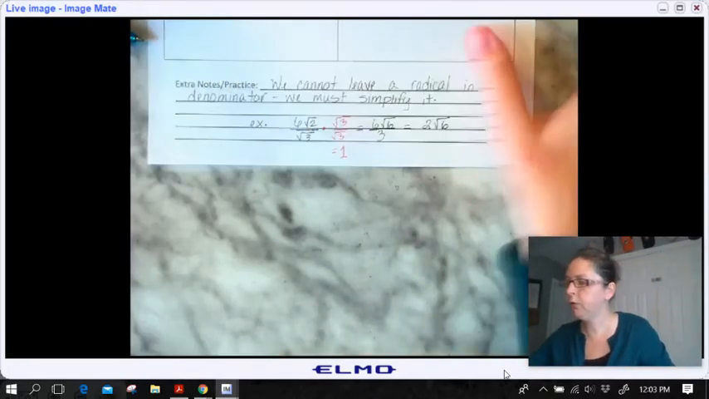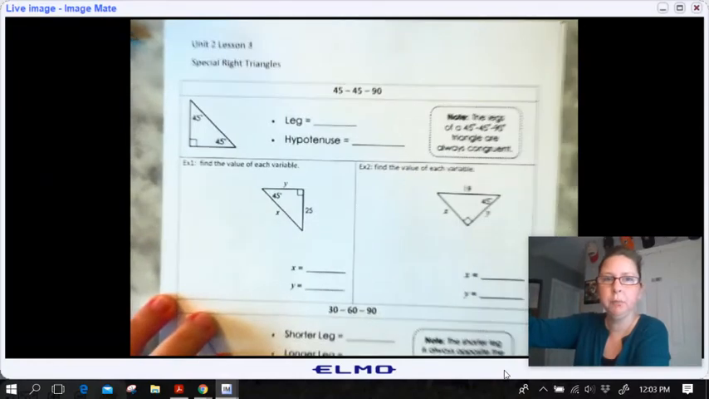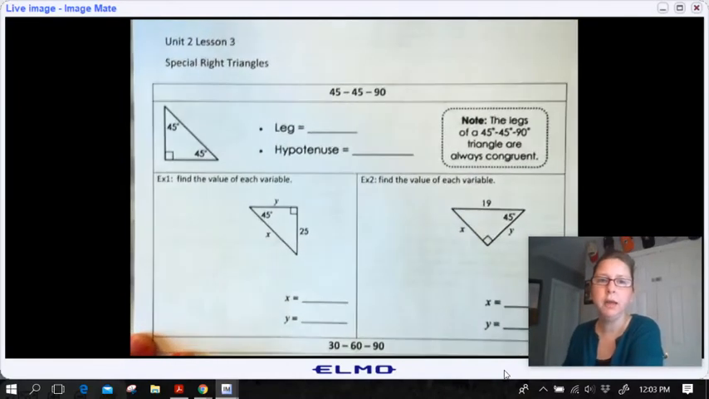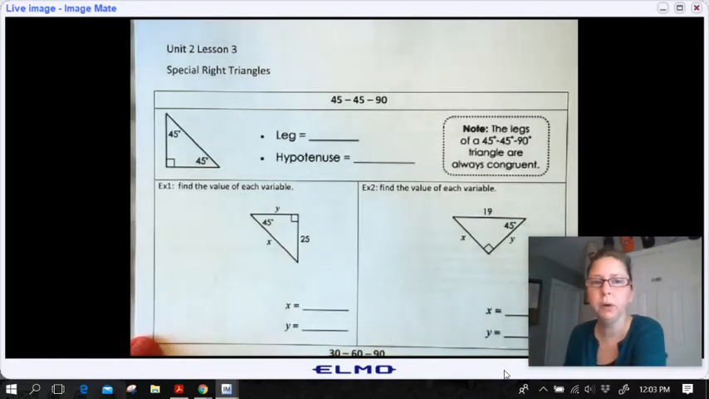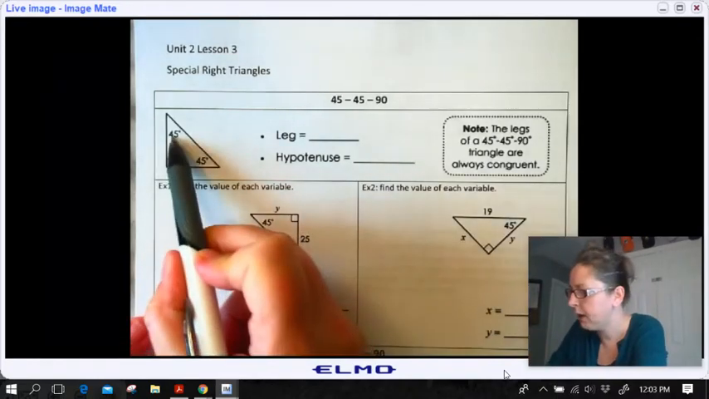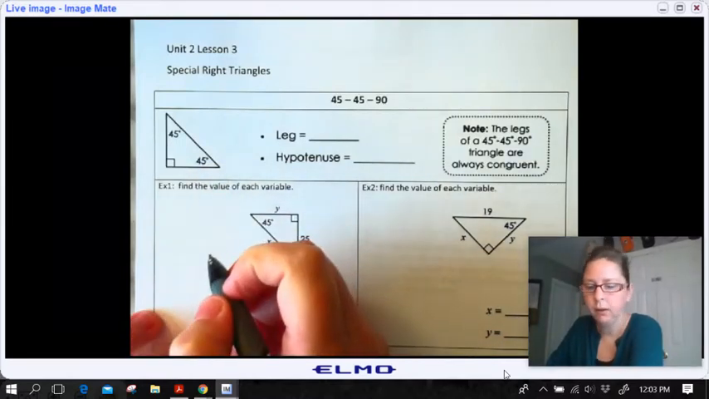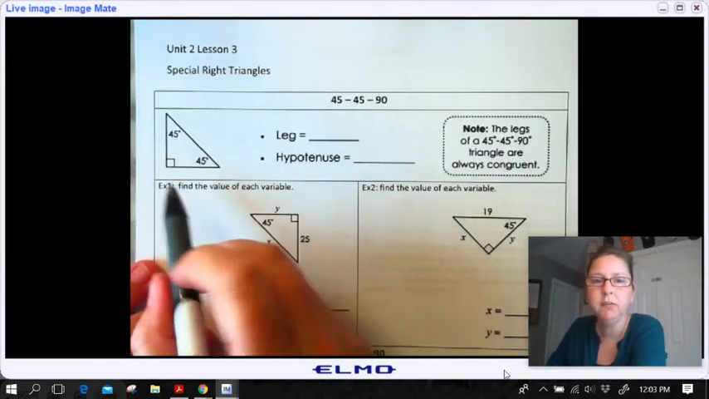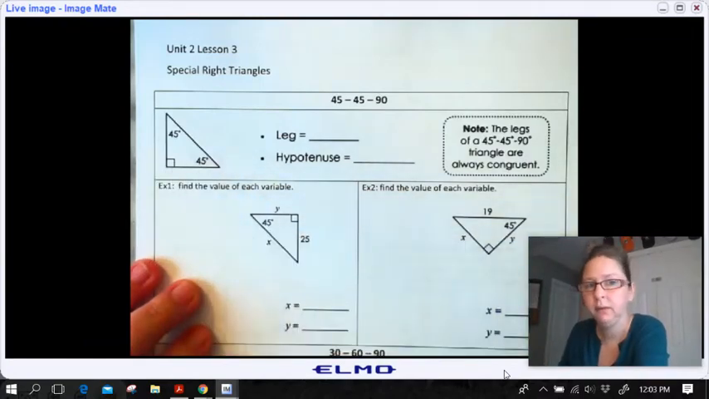Now let's go back over to the first page, and I'll zoom back in a little bit. We're going to start talking about special right triangles. The first one that we're going to talk about is the 45, 45, 90 triangle. There is a special relationship here that always exists.